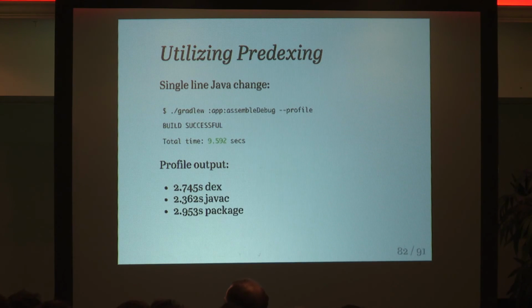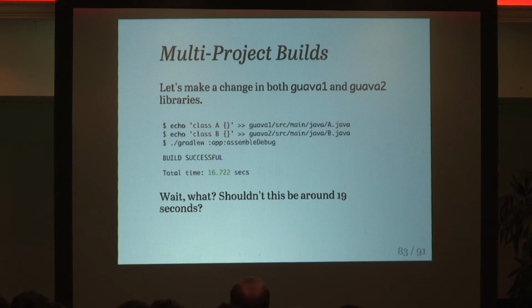So you could say, okay, but what if I need to make a change that affects all of my code base at the same time? Like I have a core library that's being used everywhere, and I want to make a change in there. So I did a really quick test with this. I added empty classes to both Guava 1 and Guava 2, and I ran app assemble debug again. And to my surprise, it was actually still faster than the 19 seconds. It was 16 point something.